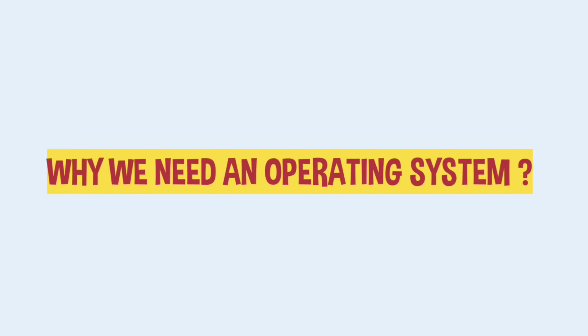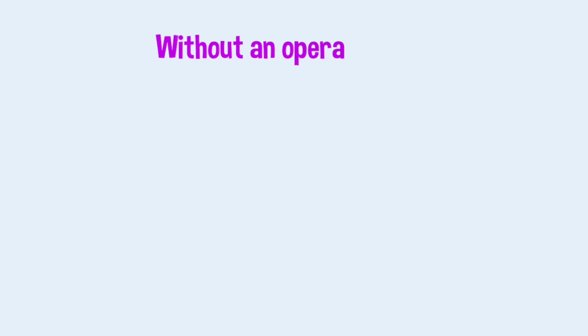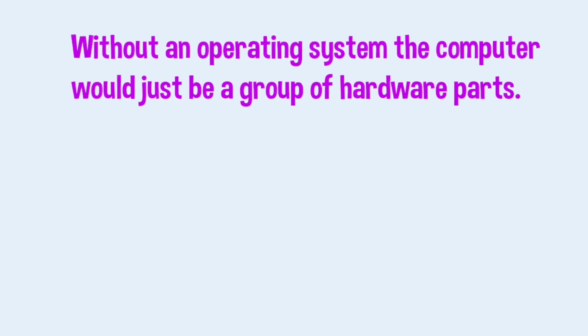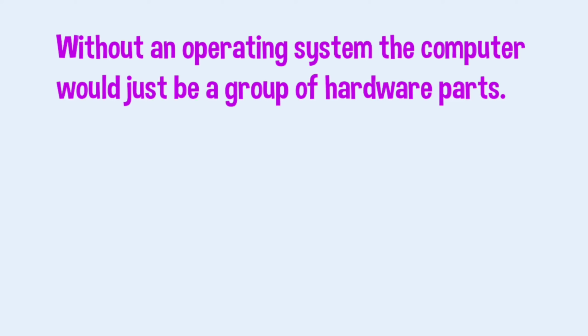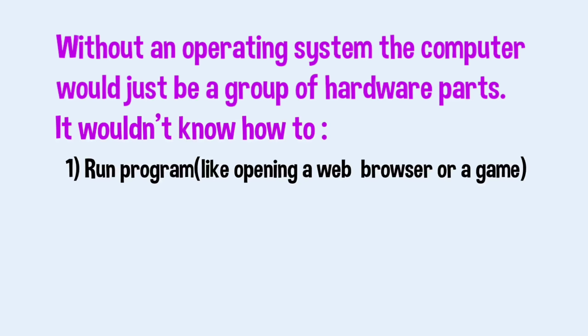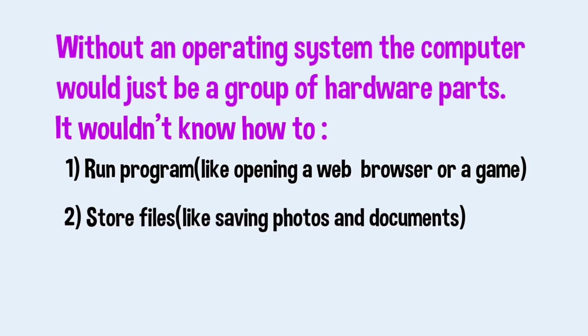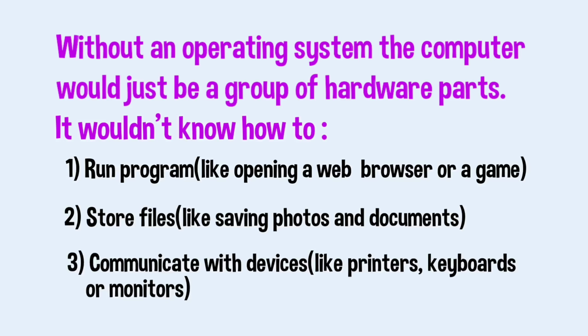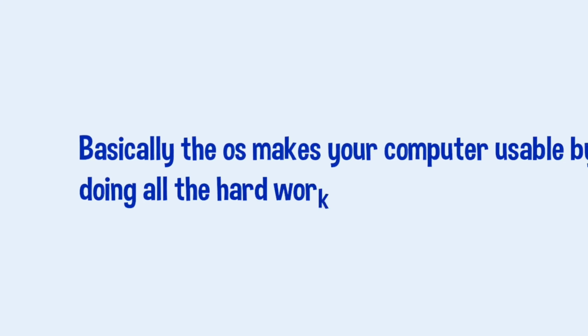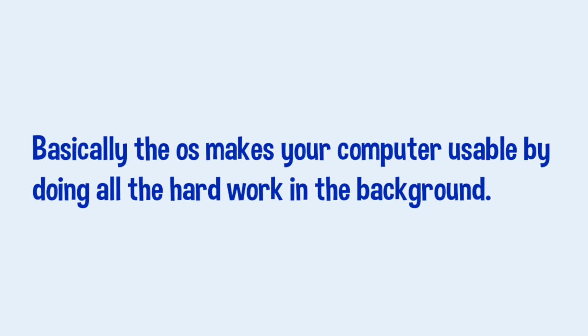Why do we need an operating system? Without an operating system, a computer would just be a group of hardware parts. It wouldn't know how to run programs like opening a web browser or a game, store files like saving your photos and documents, or communicate with devices like printers, keyboards, or monitors. Basically, the operating system makes your computer usable by doing all the hard work in the background.